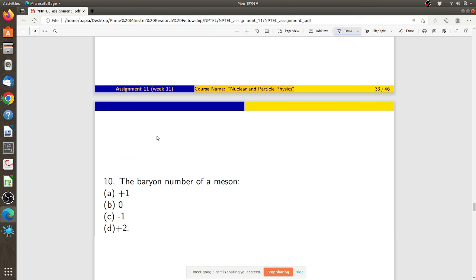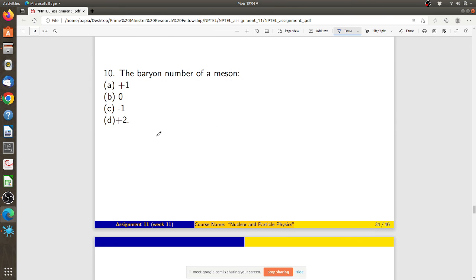Okay. Now coming to the second one. Actually, I got the answer on the basis of lepton. Okay. Now coming to that one, I have no idea. Actually, I do not remember.